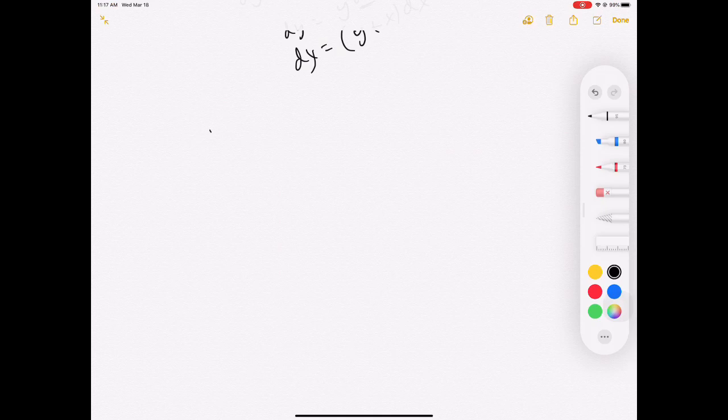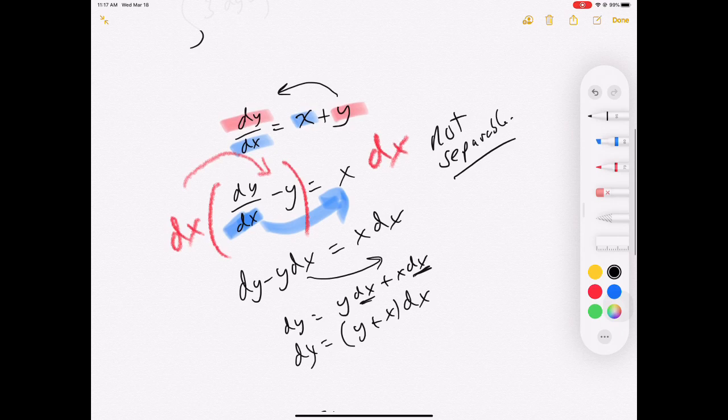Well, let's try something else that might look like it's separable. Let me see if it is. dy over dx is equal to xy plus 3y. Is this separable? Because there's a plus sign. Our last problem, let's take a look again. Our last problem here had a plus sign or a minus sign, and that didn't work out.